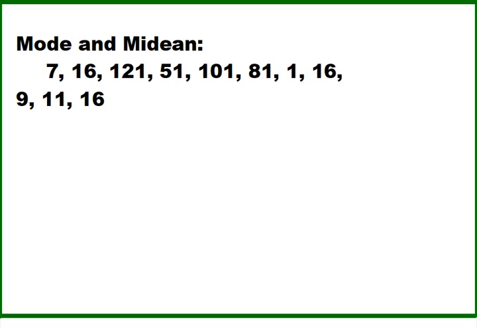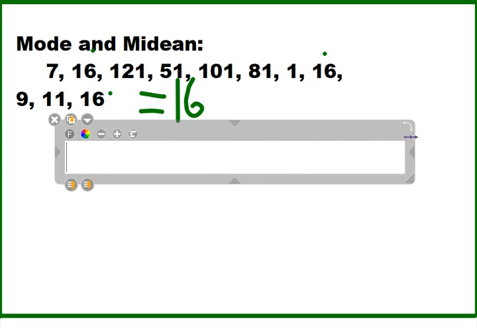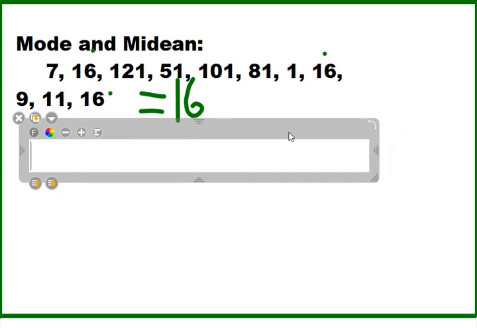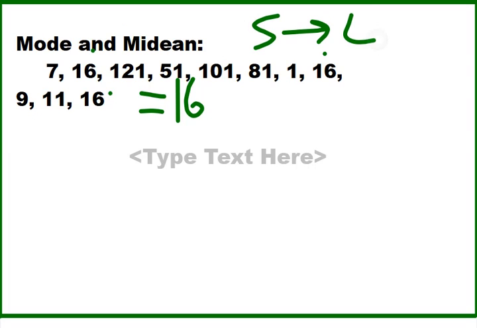The mode and median. So the mode is the number that appears the most in the list. So looking at this, I can see that 16 appears 3 times in this list, and that's our mode. So 16 is our mode. And so we're going to calculate our median. And if you recall from my previous videos, you can't get the median without sorting your data set in ascending order. So ascending order is from smallest to largest.